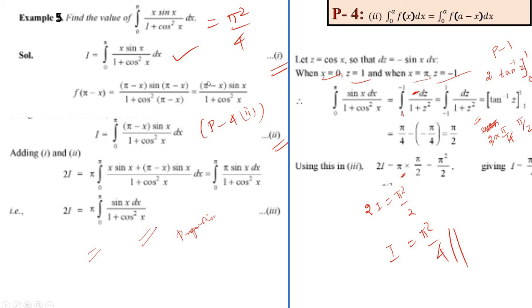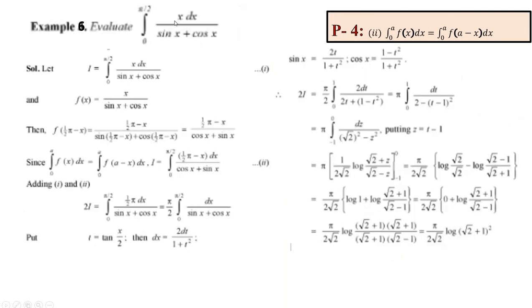Now the next one, evaluate integral 0 to pi by 2 x dx by sin x plus cos x. Take the given integral as I, and when we have f of x as this, like before, f of pi by 2 minus x. Here a is pi by 2, for that only this is calculated. Now sin 90 minus x is cos x, cos 90 minus x is sin x. So since integral 0 to a, that is we make use of this property P4 second subdivision, we have this step. So I is also equal to integral 0 to pi by 2 of pi by 2 minus x dx by this.